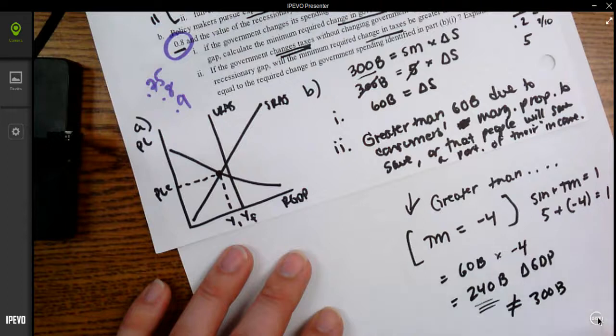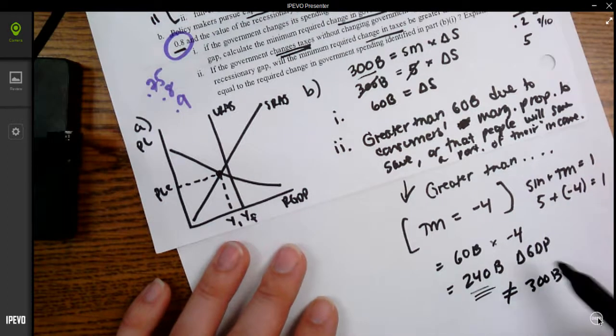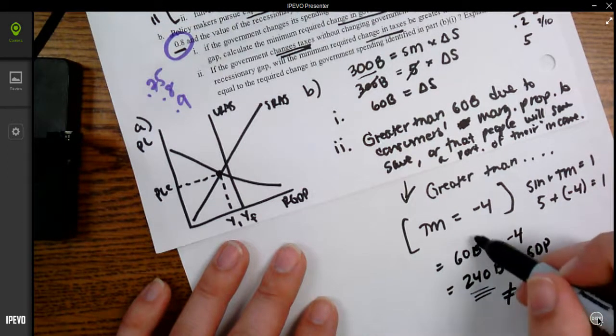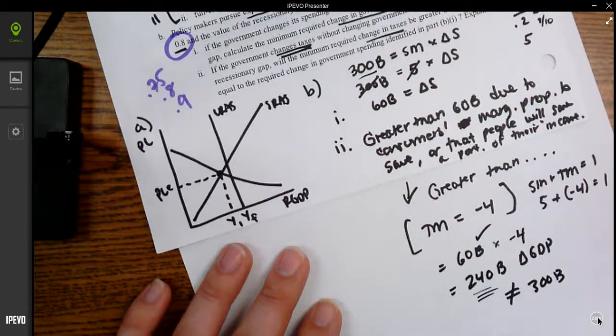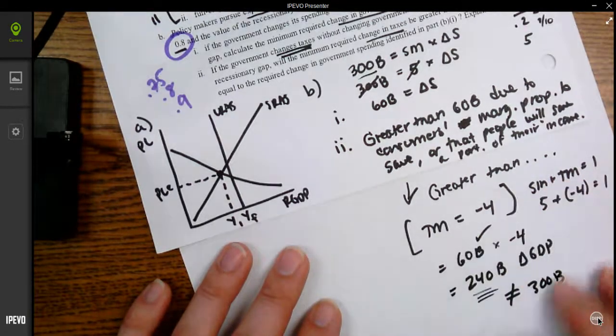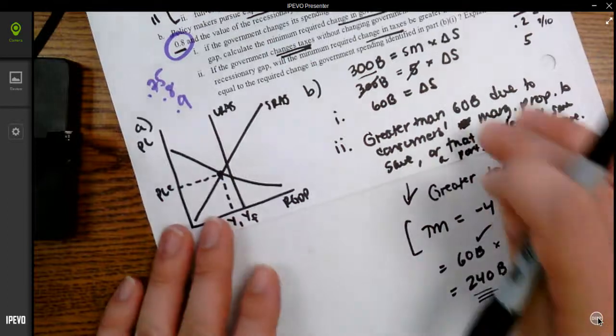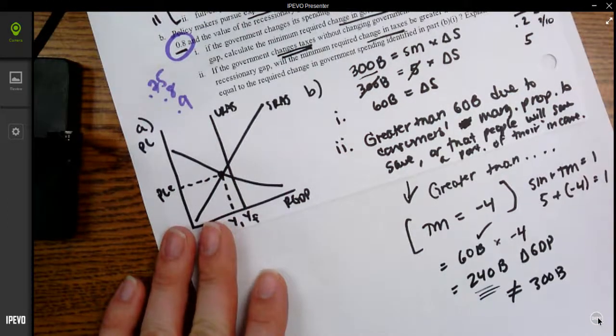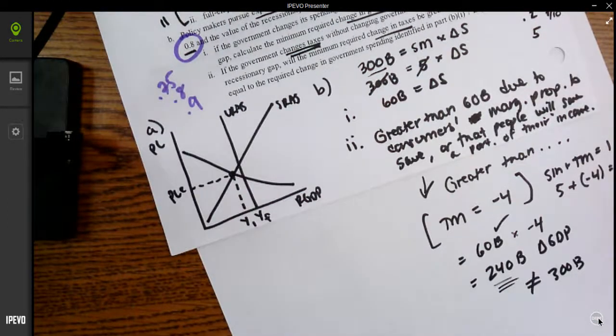So in order to get that $300 billion growth in GDP, we would have to tax more than 60 billion. And if you wanted to explain that through numbers, you absolutely can, or you could just explain because people will save a portion of their tax cut.